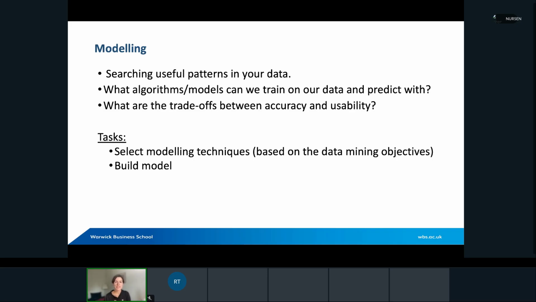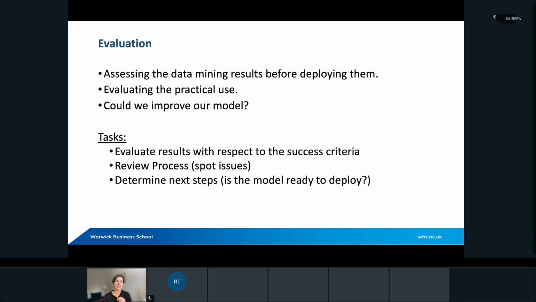So what we want to do is based on the data mining objective, and if you go back, the data mining objective is based on the business objective. We decide which modeling techniques are suitable to use. And then we build our model in the modeling stage. Then step 5 is evaluation. Now we evaluate the quality of the results of our model.